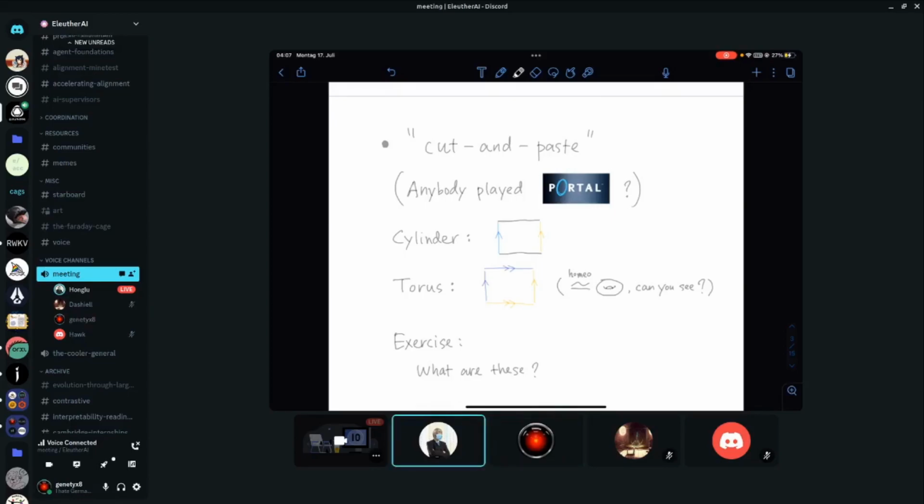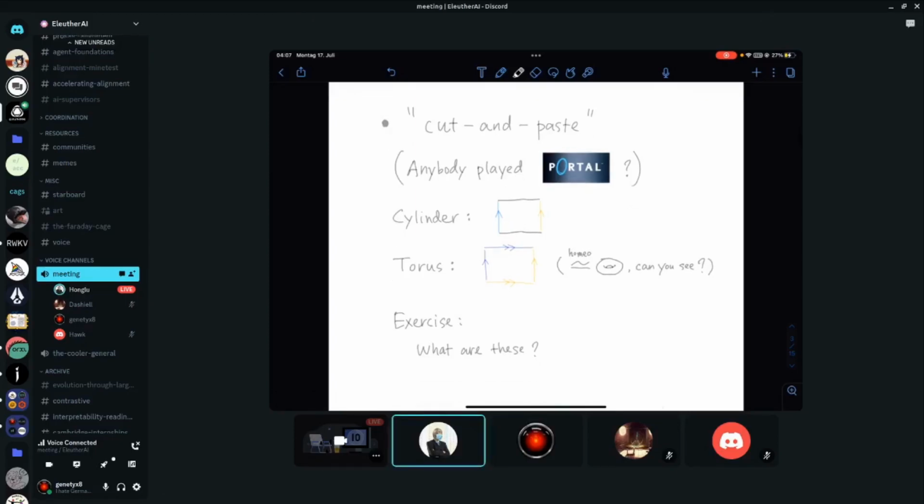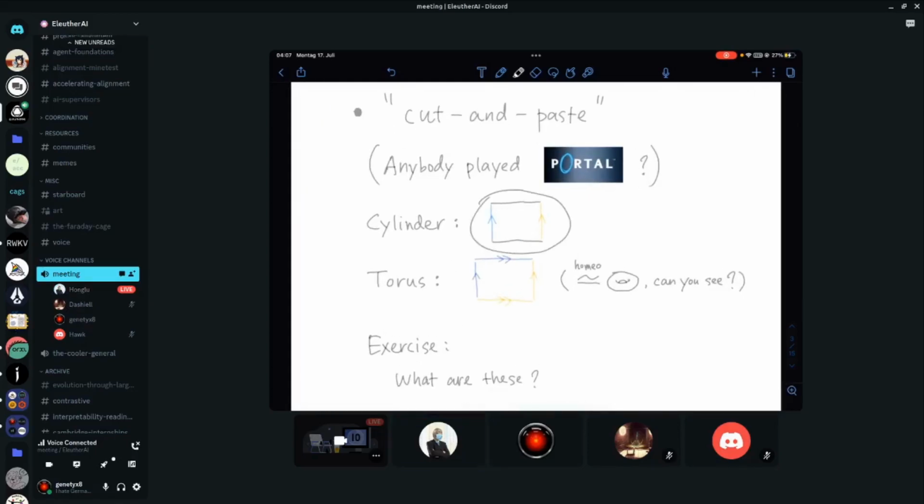So here I'm gonna use this blue and yellow to mean the two portals. If you have a cylinder, for example, you can just represent it in this way. You just draw a rectangle and then put a portal here, put a portal here. If you go through here, you come back from the other side, right? So that's how you represent them.